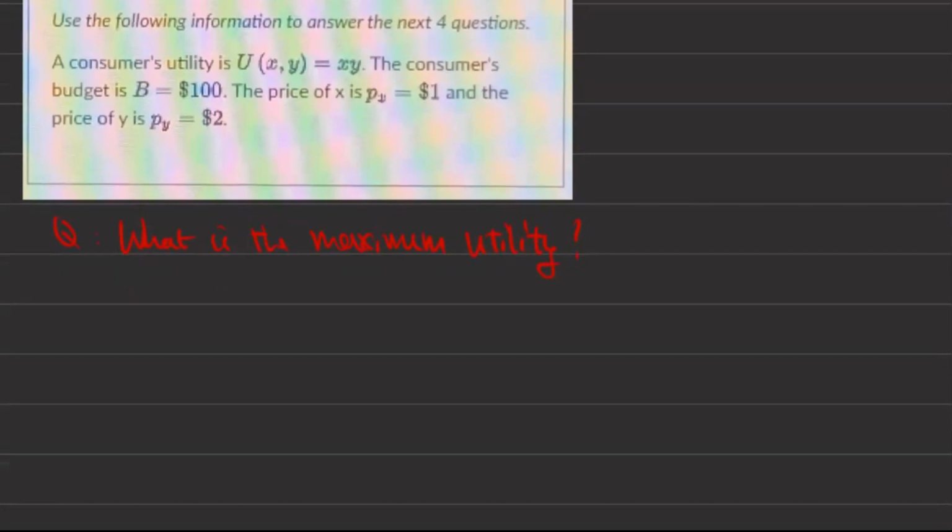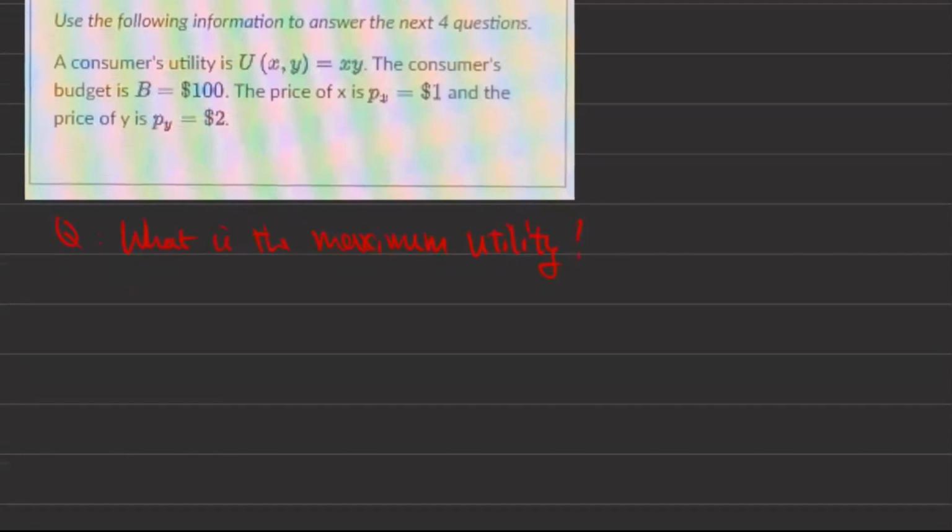So let's start with this constraint, which is this budget here that is essentially $100. So let's write that down. Budget, letter B, this is $100. That's our constraint. Now this constraint is composed of X and Y, right? So in other words, this B is really equal to price of X times X, whatever quantity that is, plus price of Y times Y, whatever quantity Y is.